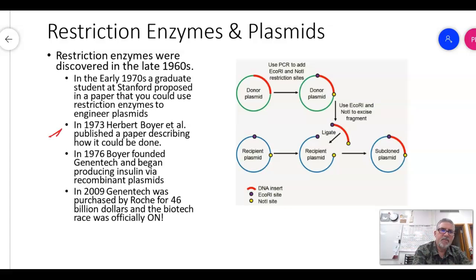The graduate students were working for Herbert Boyer. In 1976, Boyer founds Genentech and begins making insulin from E. coli. Just about 14 years later, he sells Genentech for $46 billion. And now biotech's on.